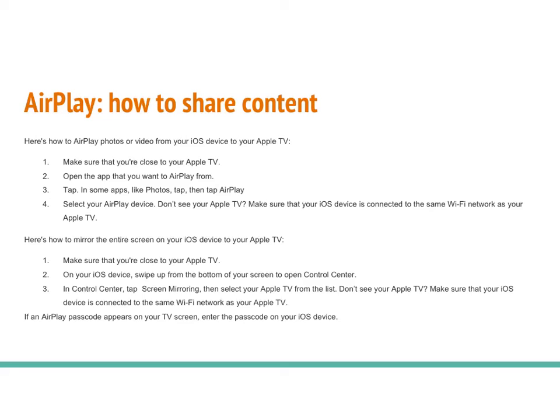Here's how to mirror the entire screen on your iOS device to your Apple TV. Make sure that you're close to your Apple TV. On your iOS device, swipe up from the bottom of your screen to open the Control Center. In the Control Center, tap Screen Mirroring, then select your Apple TV from the list. If you don't see your Apple TV, again, make sure that your iOS device is connected to the same Wi-Fi network as your Apple TV. If an AirPlay passcode appears on your TV screen, then just enter that passcode into your iOS device.